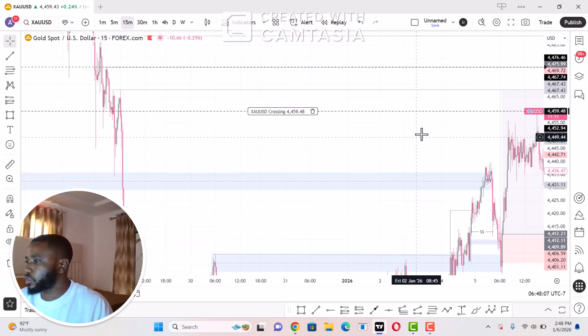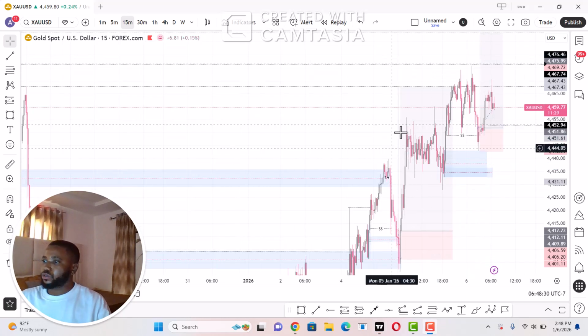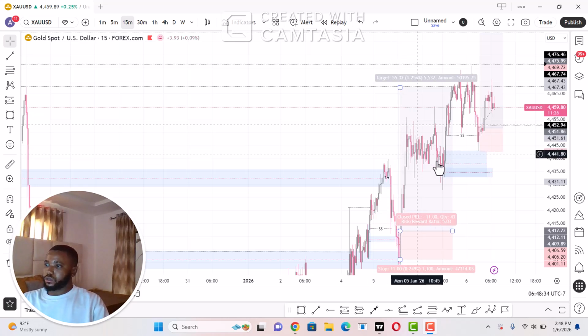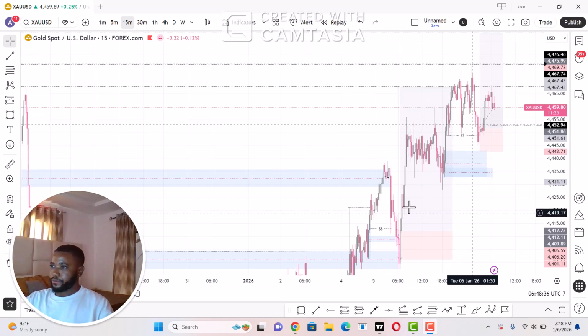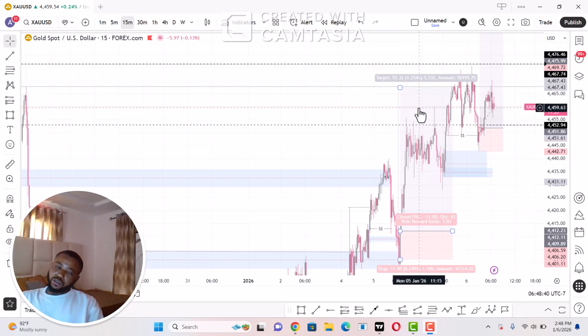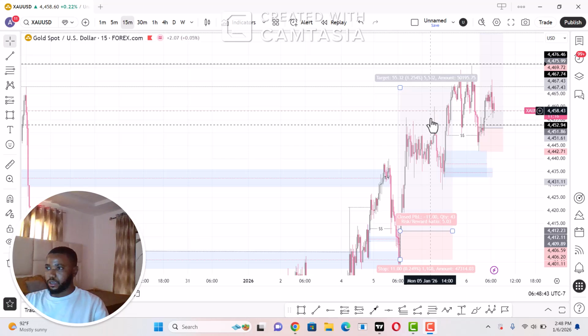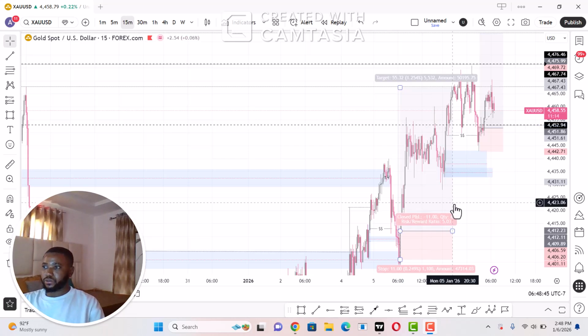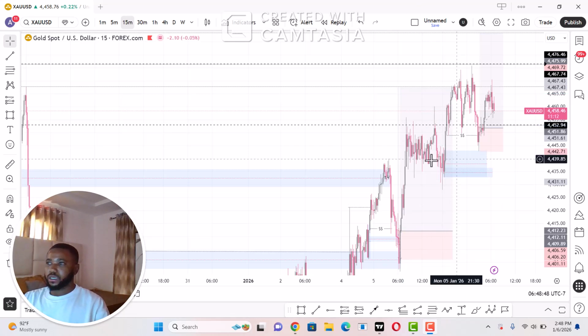That was on Monday, the 5th of January. So I took those two trades yesterday. That was on the 5th of January, and it took profit probably during the Asian session on the 6th of January.